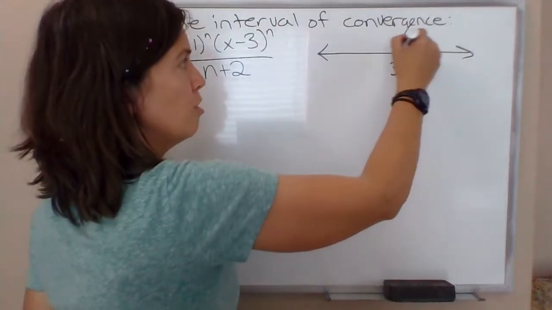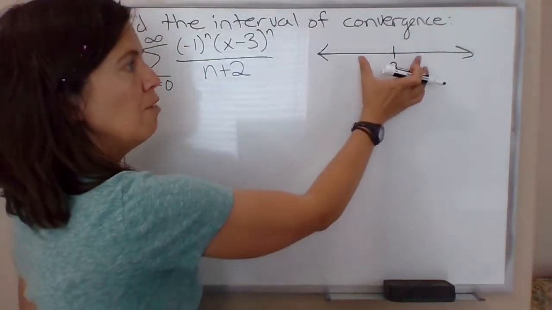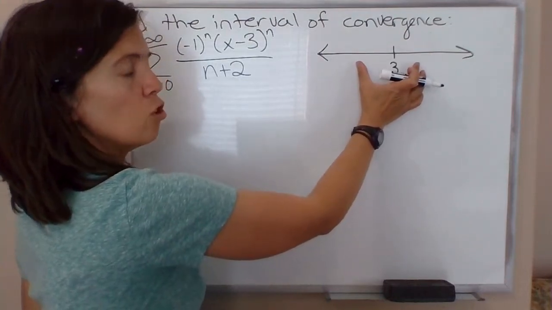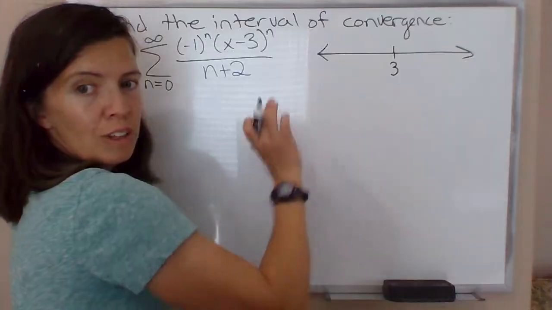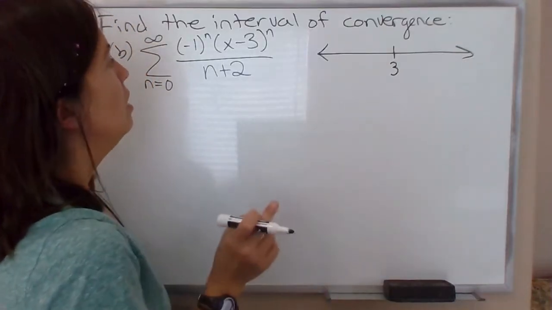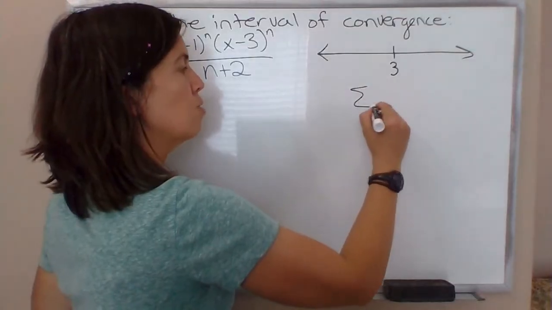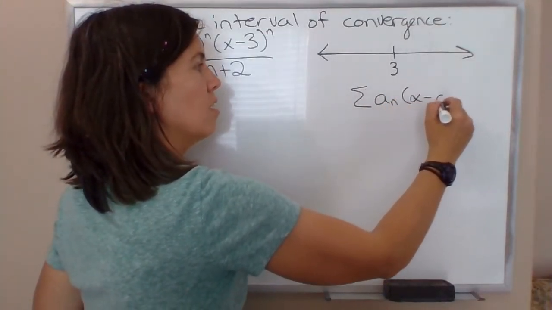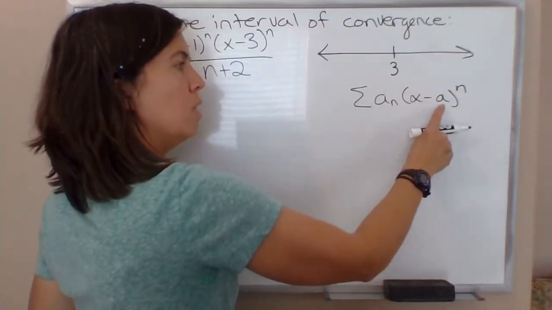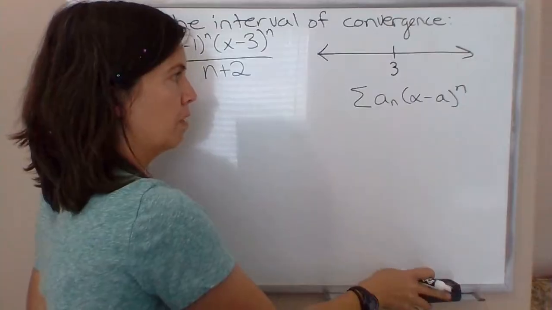And the interval of convergence may extend further out from 3. But whatever I come up with for an interval of convergence, it should be centered around 3. If it ends up lopsided on either side of 3, then I know something's gone wrong. Okay, and again, I know it's centered at 3 because the general form for a power series is something like this when it's centered at a. And so in this case, the a is 3.